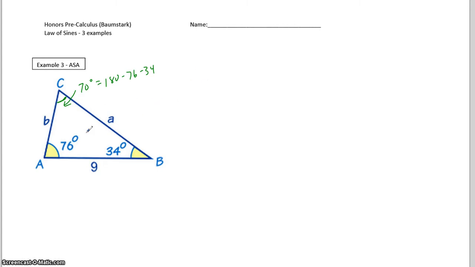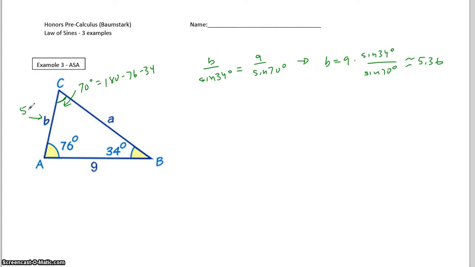So that's what we're going to do. For the first one, we'll find side B. So we just have B over sine of 34 degrees equals 9, which is side C, over the sine of 70 degrees. We'll solve that for B. That's just going to be 9 times sine of 34 degrees over sine of 70, which is going to be about 5.36. So that's what B is, 5.36.